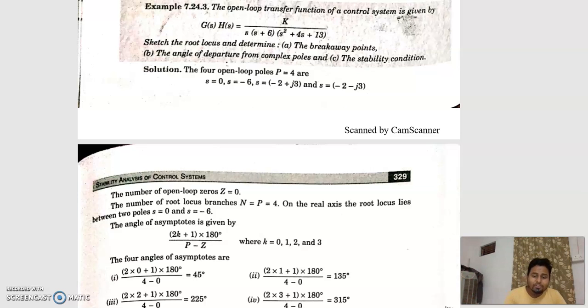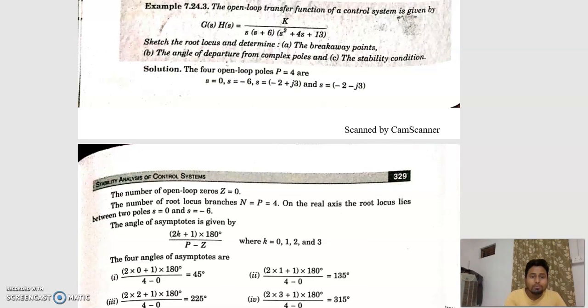First of all we have to compute all the analytical terms, the step-by-step process of root locus, and after calculating all the related terms, at the end we will draw the root locus. Clear? Now comes another portion. Here the number of open loop zeros is 0, so the number of branches capital N is equal to P, which is equal to 4. Clear?